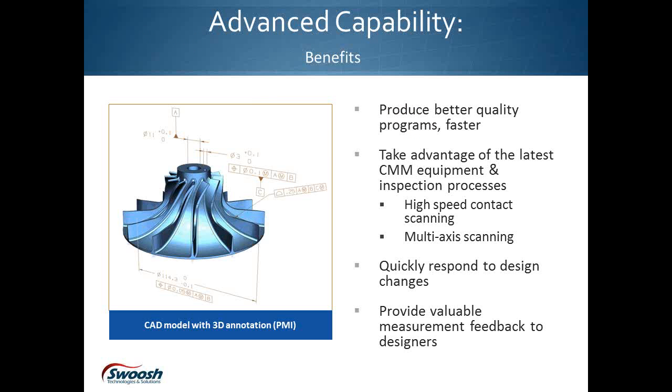So NX CMM supports high-speed contact scanning and multi-axis scanning. So you can not just program traditional CMMs, you can program scanning CMMs, and then you can also program scanning CMMs that are multi-axis. So the most complex machine. One of our examples, I'm not going to show you here today, is one of Renishaw's hexapod CMMs that's being programmed with NX. So there's a post for that. With this, we can quickly respond to design changes and provide valuable measurement feedback to designers.